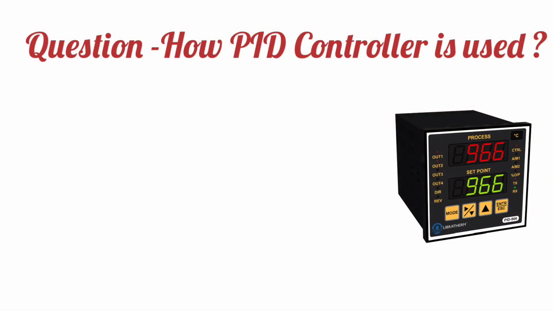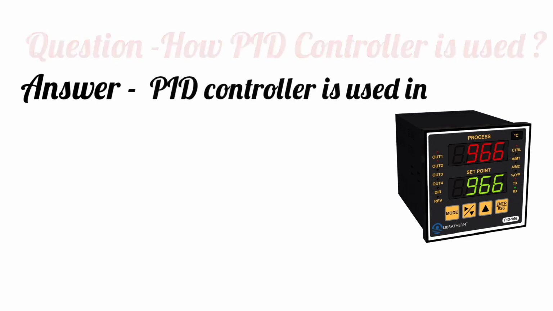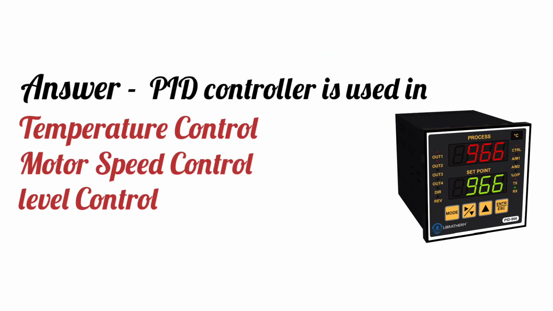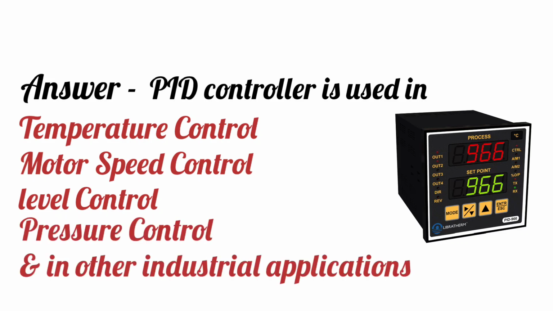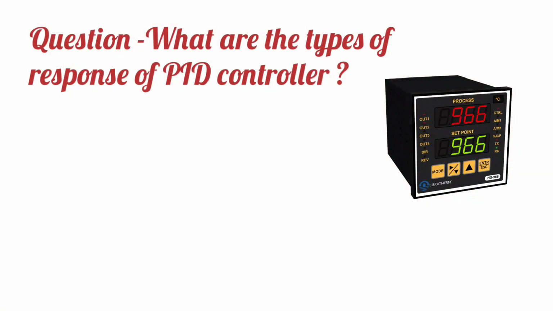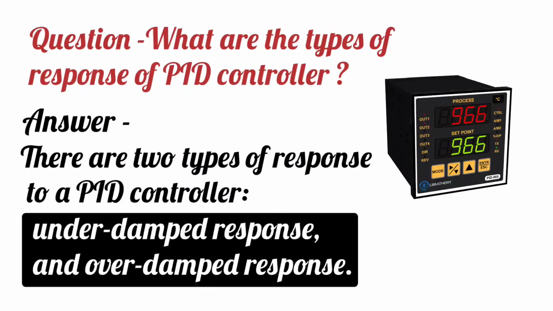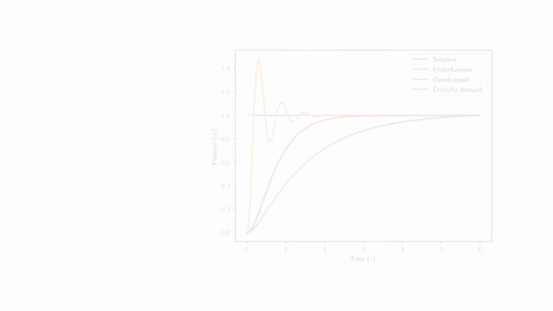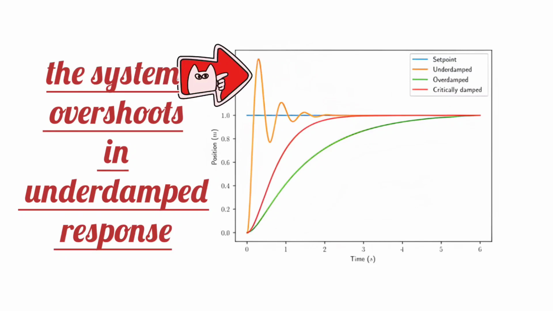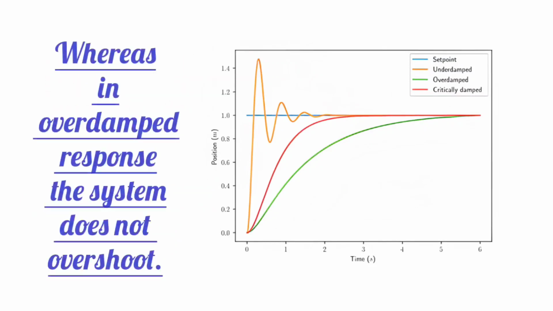Next question is, how is PID controller used? The main functions of PID controller are temperature control, motor speed control, level control, and other industrial applications. Next question is, what are the types of response of PID controller? There are two types of response: under-damped response and over-damped response. The system overshoots in under-damped response, whereas in over-damped response, the system does not overshoot.